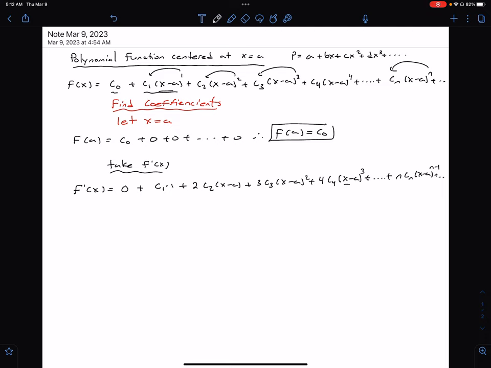I can find c1 now, like we did for the first one, if we find f prime of a. If we let x equal a, we would get f prime of a equaling c1, and all these other terms just become 0, plus 0, and plus 0 at the very end. So c sub 1 equals f prime of a. So c1 is just the value of the first derivative at a. And we just keep going.